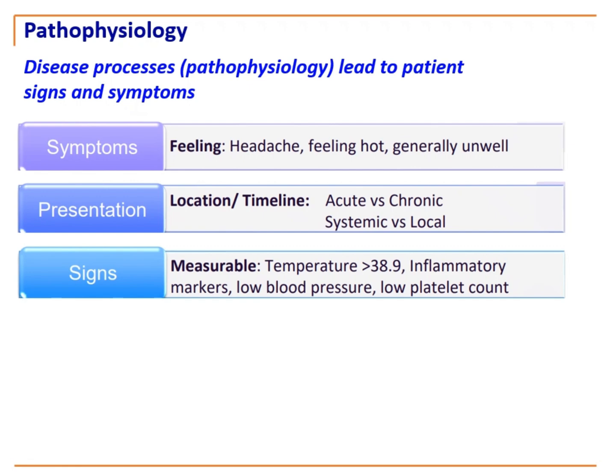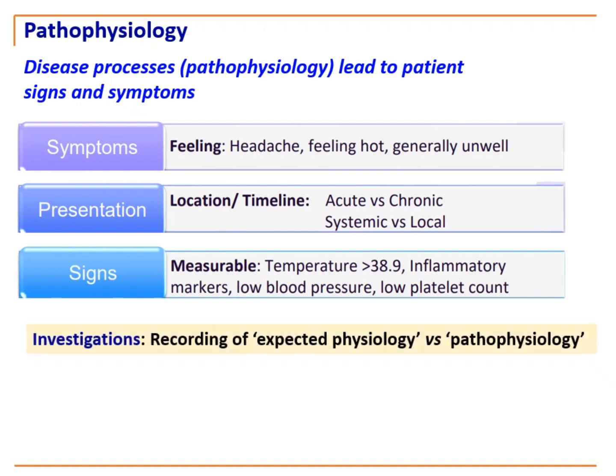You might have inflammation and swelling somewhere. We do an inflammatory marker on you and we can detect how much inflammation you've got, as a crude measure. We can measure your blood pressure. That is a sign. We can measure your platelets, the amount of platelets you have for blood clotting. That is again a sign because it's measurable.